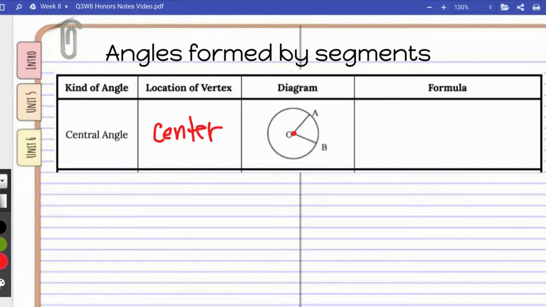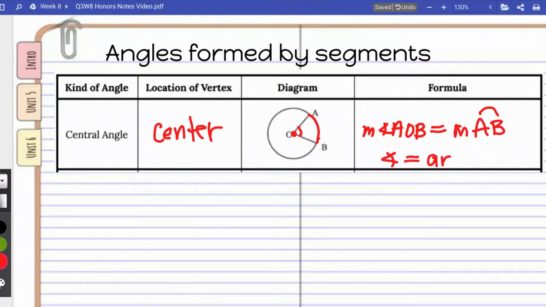If the vertex is located at the center of the circle, this angle, the measure of angle AOB, is equal to the measure of arc AB. So if the angle is 35 degrees, then the arc is going to be 35 degrees. If the angle's 100 degrees, then the arc is going to be 100 degrees. So if it's located at the center, the angle is equal to the arc.